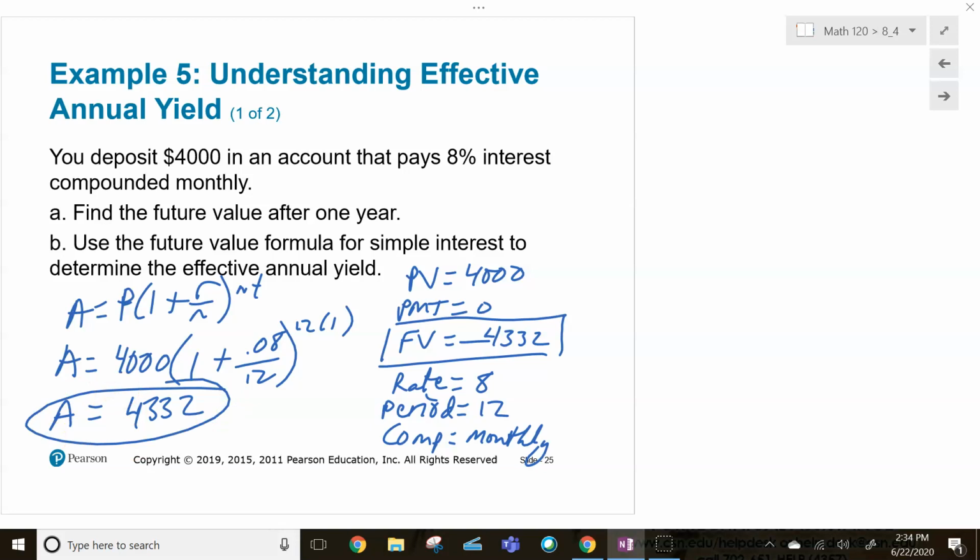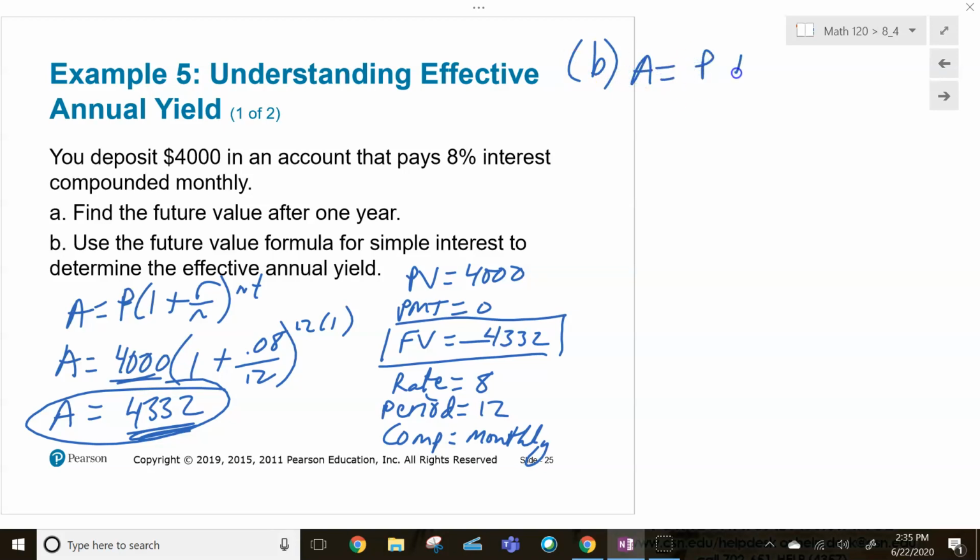So part B says, use a future value formula for simple interest to determine the effective annual yield. In other words, every month they're kicking you out a little bit of interest, right? Because you end up with 4332. You only started with 4,000. So $332. So you're getting about 27 something each month, and of course that's growing a little bit more each month to get the 4332 at the end. In other words, $332 in free money. What's the equivalent simple interest rate?